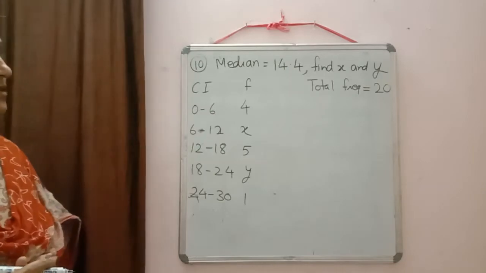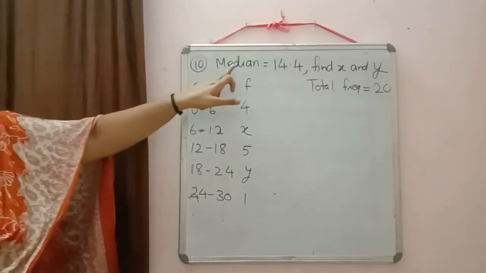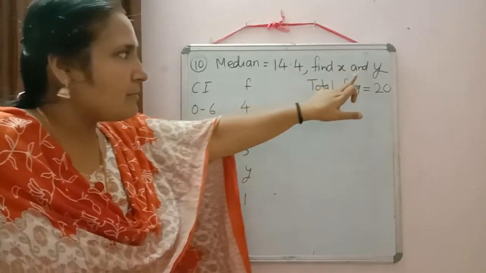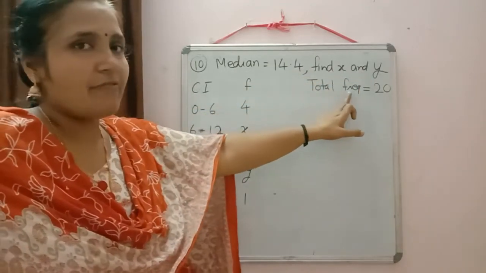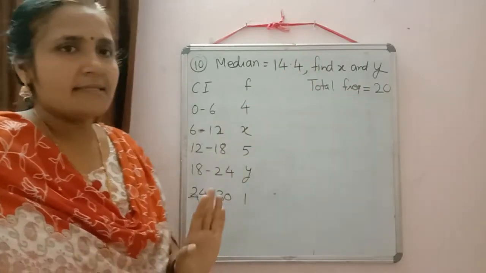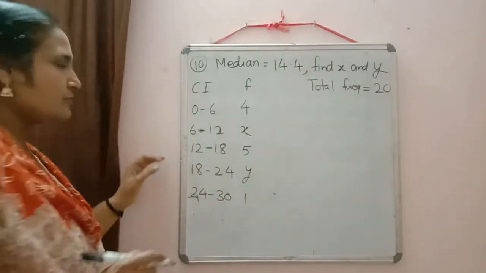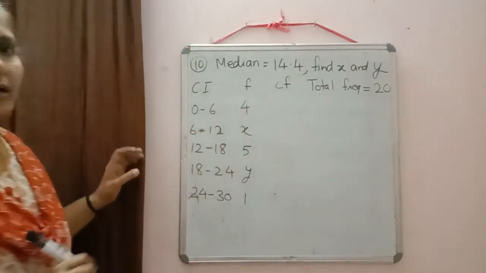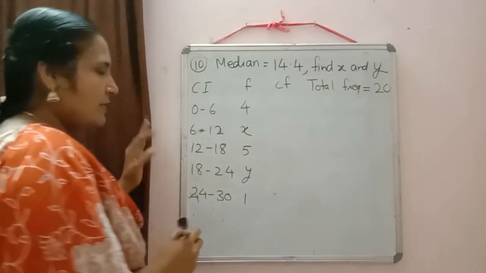So in this question it is given median is equal to 14.4. Find x and y, and one more information is given. Total frequency is 20. Sum of all the frequencies is 20. So again, first what we need? Always remember, in median only we need cumulative frequency. So we will add the frequency.